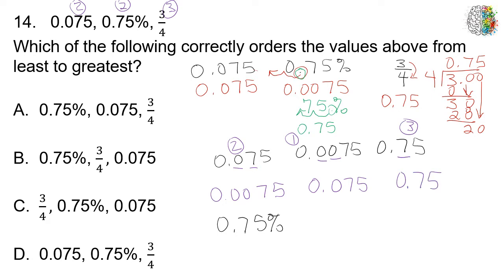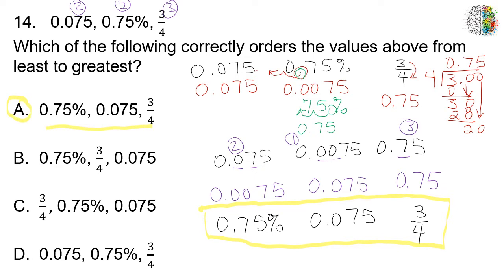And then I convert each of these back to their original format. So now that I've converted them to decimals, put them in order, and then converted them back to their original format, I know what it is that I'm looking for in my answers. And I see that answer A matches the numbers that I solved for.